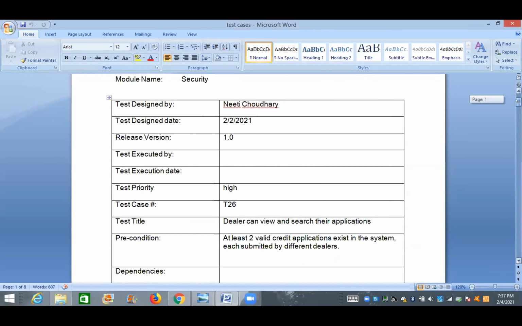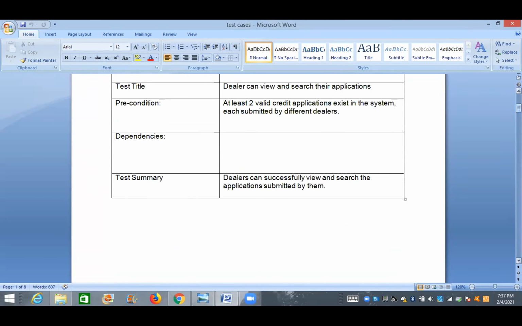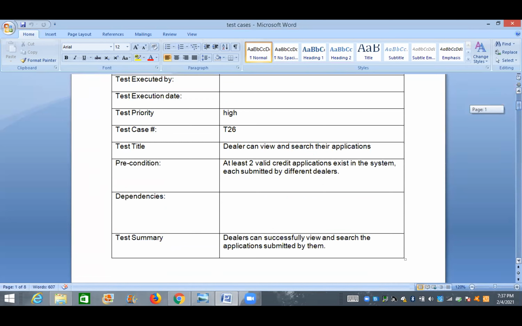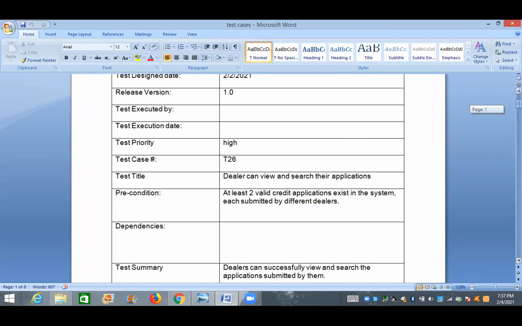So the first test case which I have created is for the requirement: dealer can view and search their application. Here the precondition is at least 2 valid credit applications exist in the system, each submitted by different dealers. Okay, Niti, can I ask you one question here? What exactly are you testing? What scenario are you testing here? Dealer can view and search their application. Remember that the requirement we talked about has multiple test cases. Which one of the test cases are you testing?